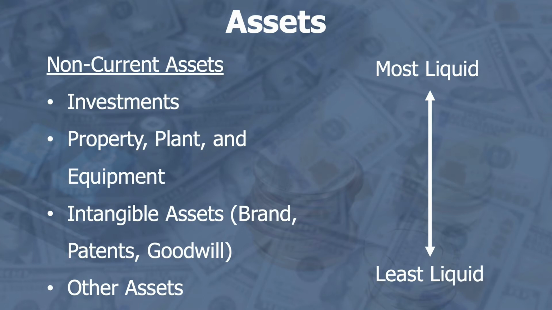And then we have other assets, and now this will depend a lot on any particular industry, but it's obviously anything that doesn't fall under the ones I've already mentioned. And once again, these are listed from the most liquid to the least liquid, going down.